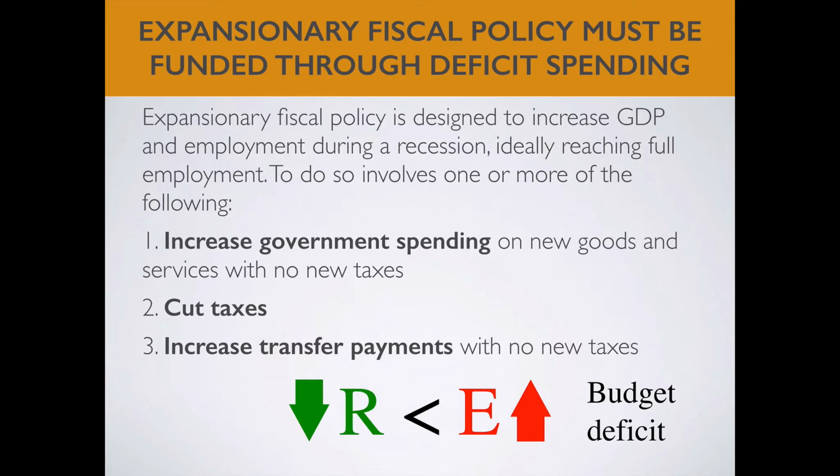Some of the stuff that we're doing here is going to decrease revenue, right? Other stuff that we're doing is going to increase expenditure. That's going to give us a budget deficit, and that's fine, right? That's how it's supposed to work. If we weren't able to run a deficit, we wouldn't be able to effectively do expansionary fiscal policy at all.